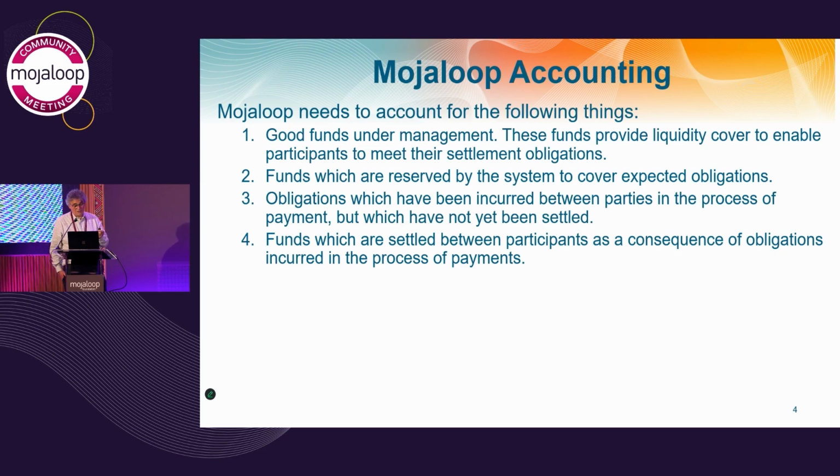We also need to account for obligations. Now, when a payment completes, it creates an obligation between the sending party and the receiving party. The sending party will eventually have to give the receiving party some funds, but it doesn't yet. That's only an obligation at the moment until we do a settlement. And we have to record it, and we have to record it in a particular place.